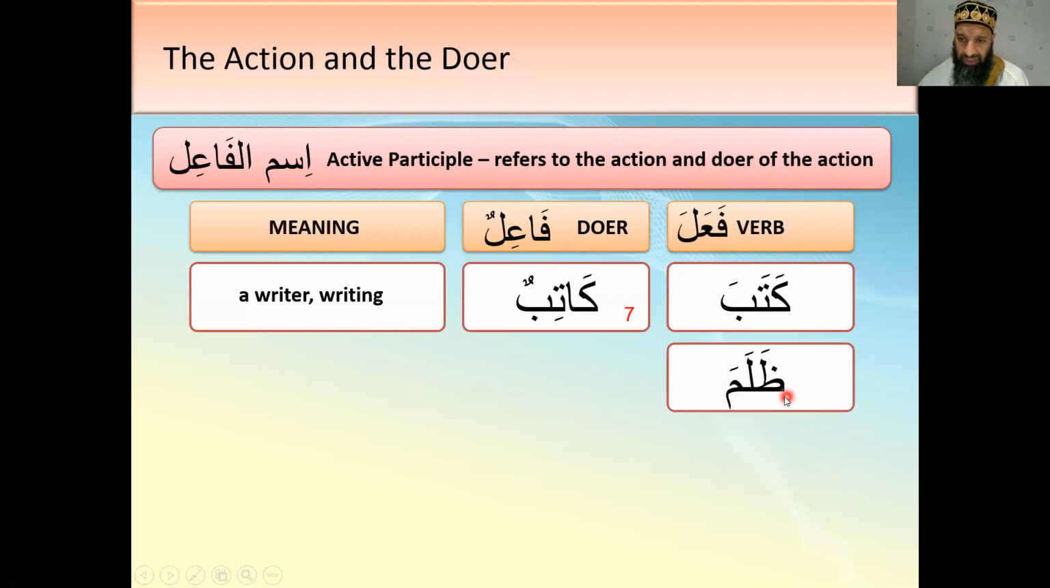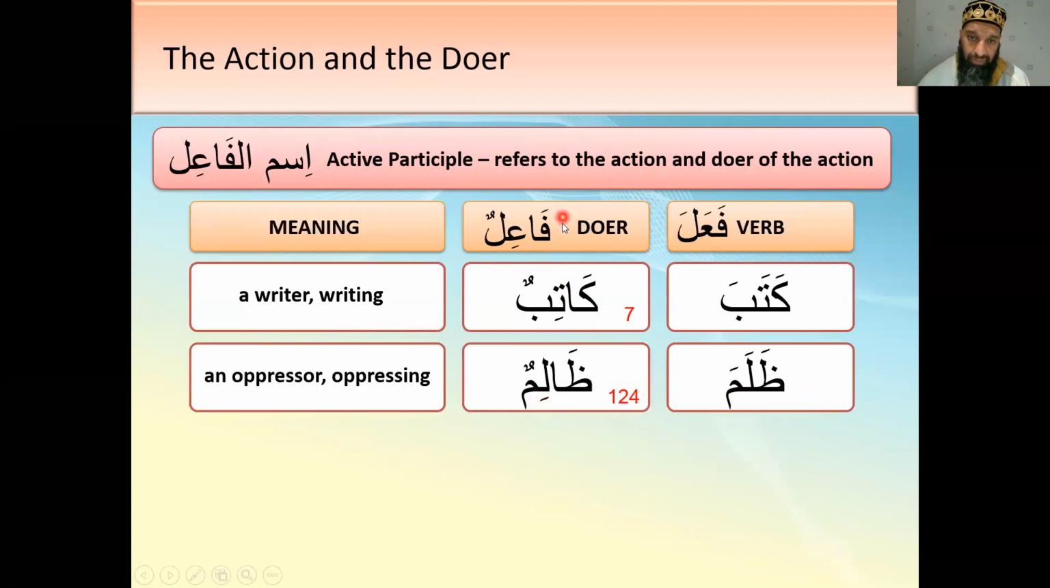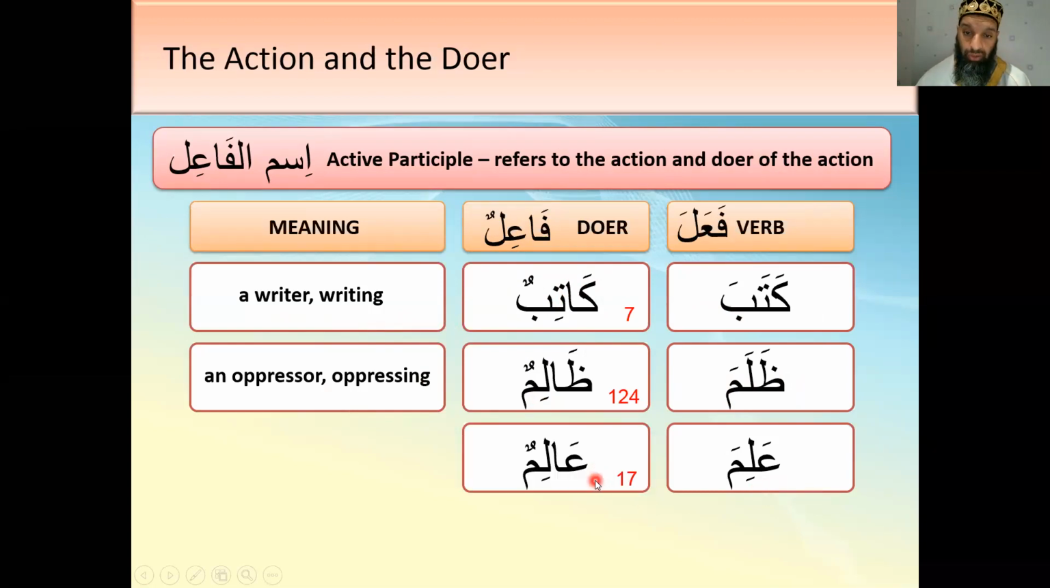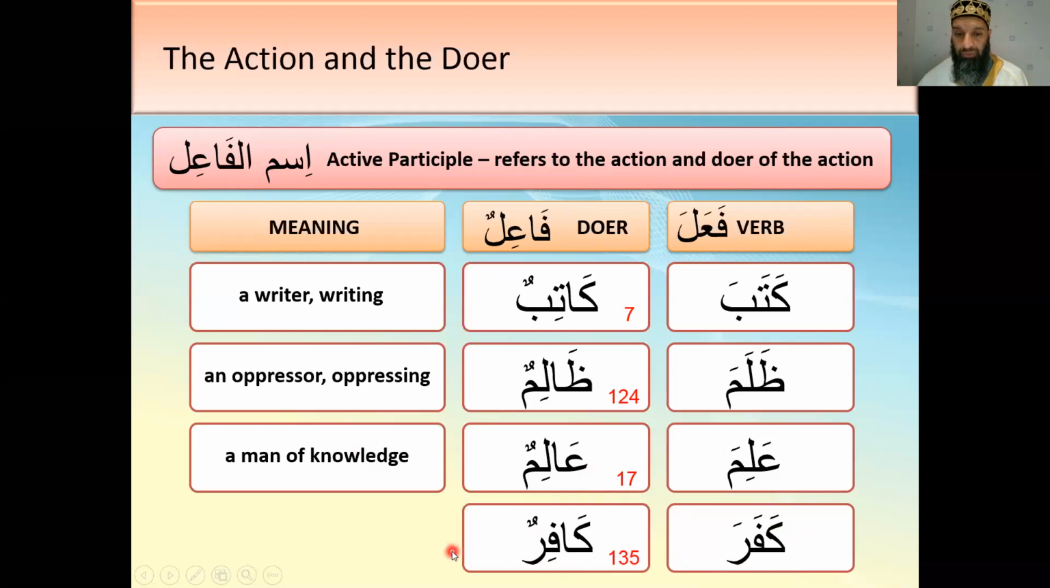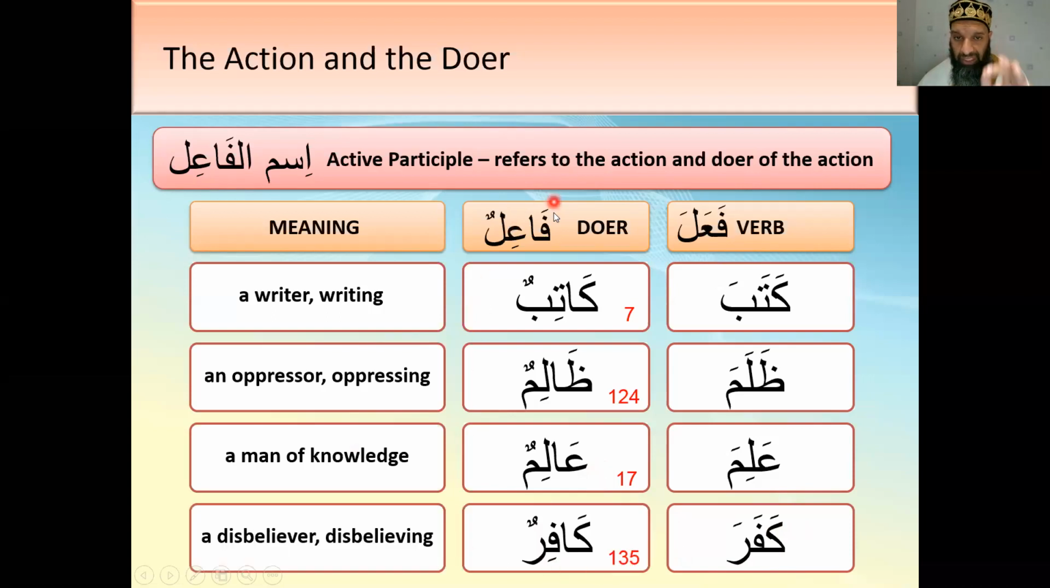Zalama means he oppressed. Zalimun is the oppressor. Same pattern, goes through this pattern here. This we did last week. Alima means he knows. Alimun means the knower, the one who knows, the knowledgeable person. Kafara means he disbelieved. Kafirun is the one who disbelieves, so a disbeliever. So that fa'ilun makes it into the doer of what the verb is.